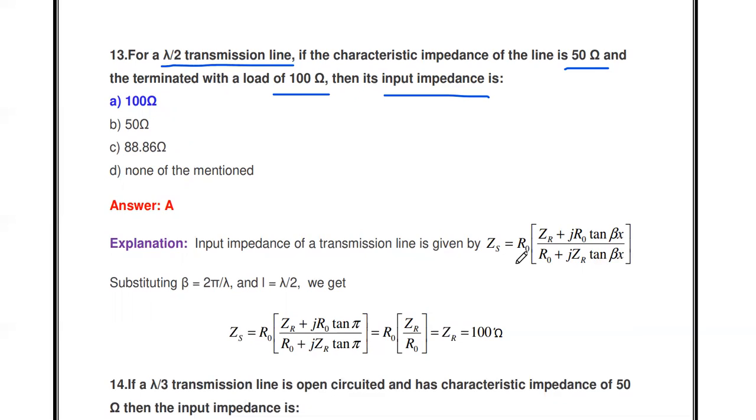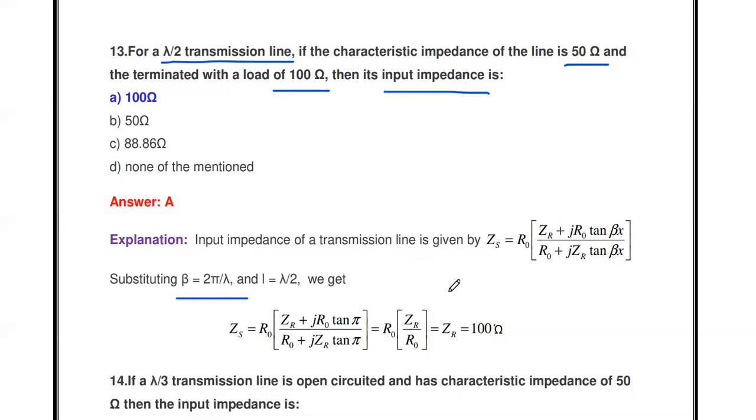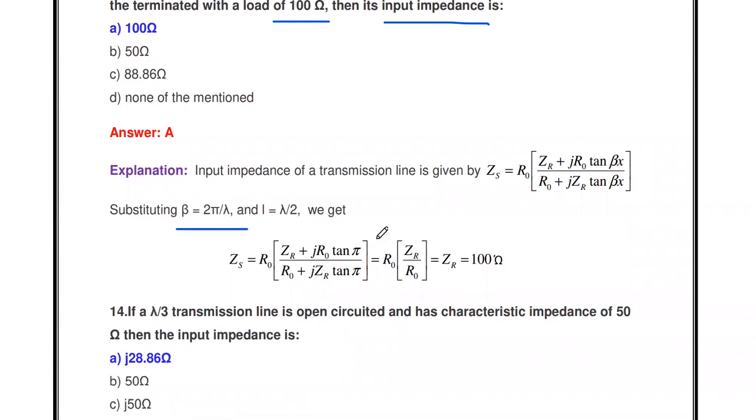Okay, so what is the formula? ZS is equal to R0 into ZR plus jR0 tan βx by R0 plus jZR tan βx. Okay, so here beta is nothing but 2π by λ, and this length L is said to be λ by 2. So substitute this beta value, L value, ZR value, R0 value in the above formula. So you see the tan of beta into x: 2π by λ into λ by 2 is π. So tan π value is 0.